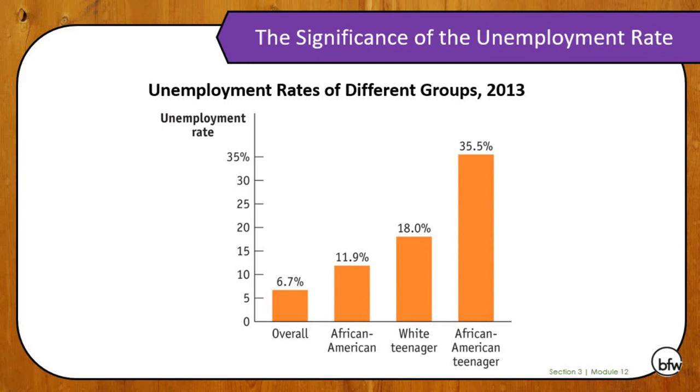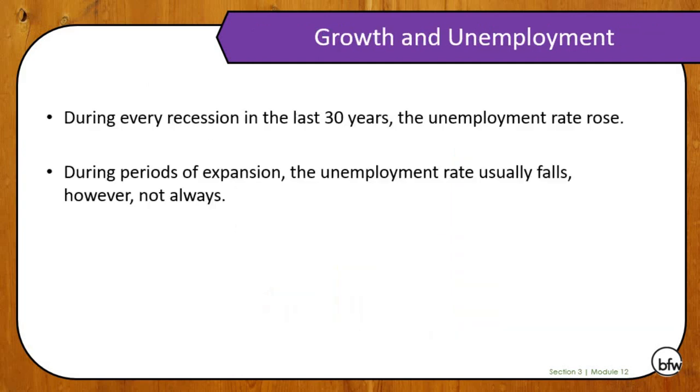There are also varying unemployment rates based on demographic data. Teenage unemployment overall is the highest, and then if we break that down, the African American teenager rate is much higher than the white teenager rate. In general, the African American unemployment rate is much higher than the overall unemployment rate and the white unemployment rate.